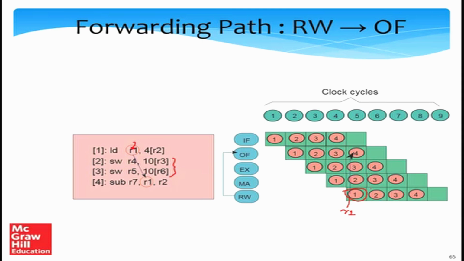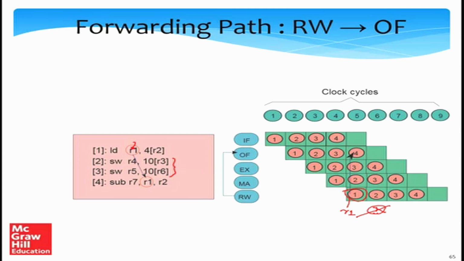So we never want to have that kind of a situation with a simultaneous read and write for the same register in the register file. So instead, we can use a forwarding path from the RW to the OF stage to get the value of R1. If we do not forward, then in the sixth cycle, instruction 1 is out of the pipeline, so it's not in a position to forward.